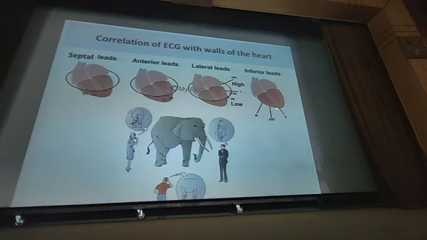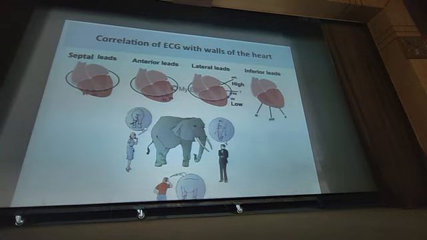Okay, inferior leads, lead 2, 3, AVF, tell about the inferior wall of the heart. For example, when the inferior wall is ischemic, what will happen? There will be T inversion and ST depression.